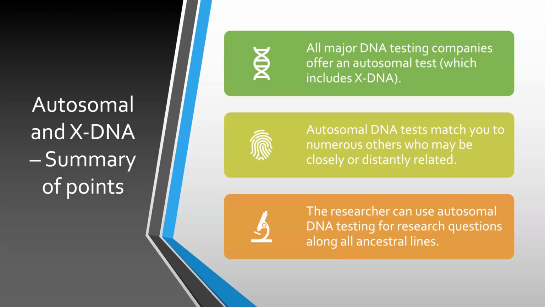So to summarize, all the major companies offer an autosomal test. That includes the xDNA testing. These tests are going to match you to usually lots of other people, and depending on who they are, they will be listed from the closest matches to the more distant matches. We could be talking about hundreds or thousands or tens of thousands of matches. And the nice thing about autosomal testing is that it can answer questions along all your lines. It's not limited to being tested for matrilineal, patrilineal. It covers all of your lines several generations back.